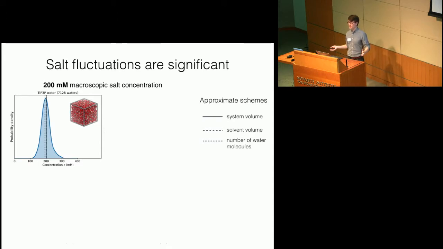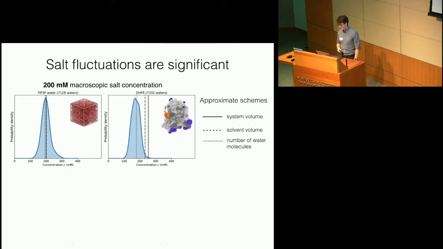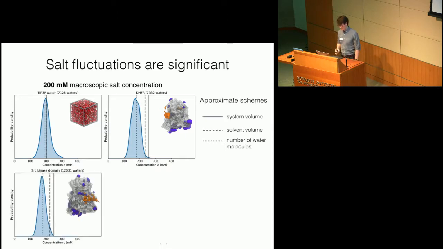So, without further ado, this is what realistic biomolecule salt fluctuations look like. In a box of water, we can see that the fluctuation is actually very large. This is for a 200 millimolar osmostat, so the fluctuation goes from, say, 100 millimolar to 300 millimolar, and all schemes are quite good at reproducing the salt concentration. With DHFR, the only one that seems to do quite well is the one based on the ratio, and again, the degree of fluctuation is very large.